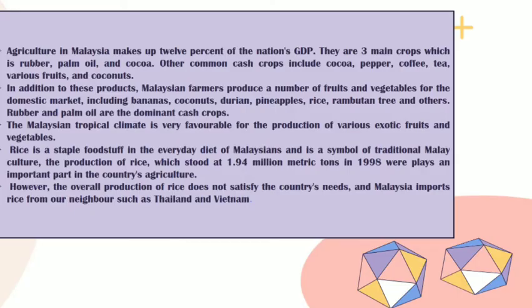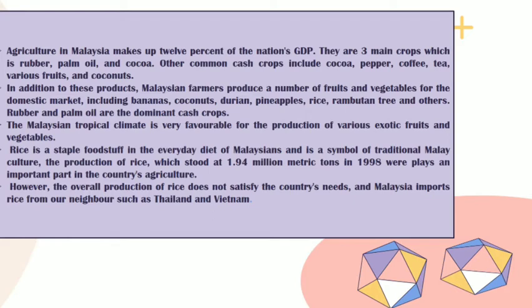Agriculture in Malaysia makes up 12% of the national GDP. There are three main crops, which are rubber, palm oil, and cocoa. Other common cash crops include peppers, coffee, tea, various fruits, and coconut. In addition, Malaysian farmers produce a number of fruits and vegetables for the domestic market, including banana, coconut, durian, pineapple, rice, rambutan, and others.